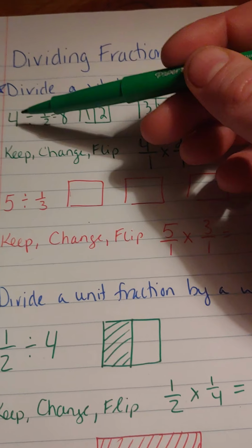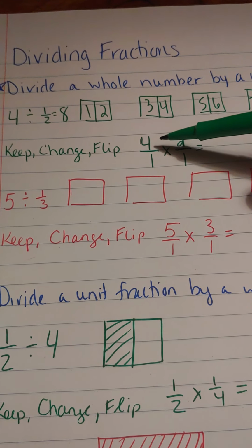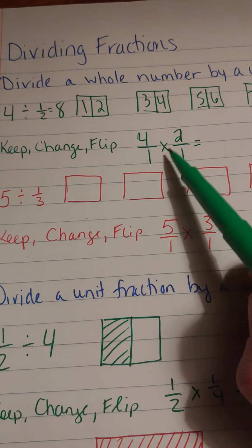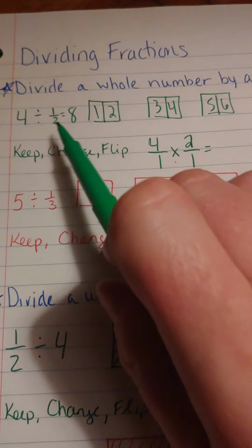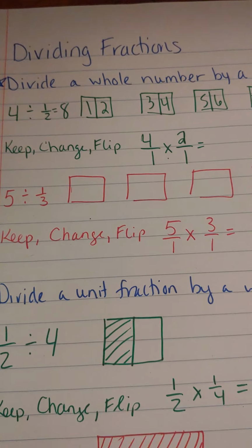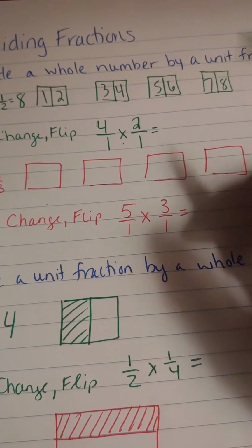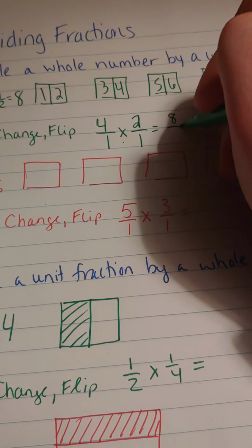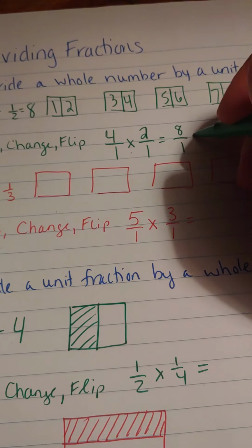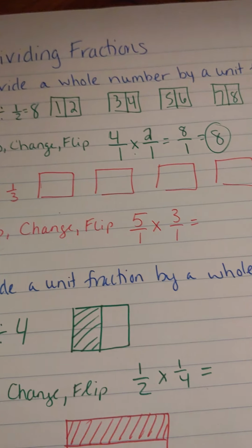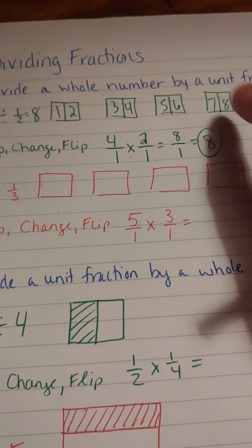So again, we took our 4, kept it. You know that 4 over 1 still means 4. Change your symbol from division to multiplication, and then flip that 1/2 to 2 over 1. Now you have a multiplication problem, which is easy to solve. 4 times 2 is 8 over 1 times 1 is 1, and 8 over 1 is just 8. So you can see that we still get that same answer. This is our pictorial form.